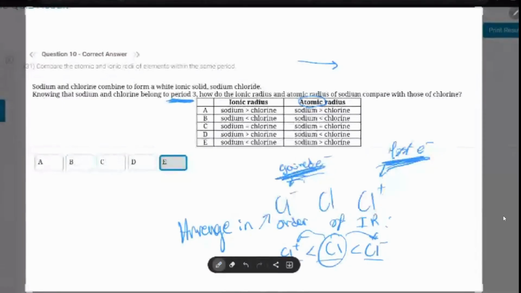Period, right? So you're going down a period. You're on Na, you went down to Cl. As you go down the period, what happens to the atomic radius? Does it increase or decrease? What do you think? It decreases. So the first thing we're going to pick is that sodium is greater than chlorine. So it's either this one or this one.